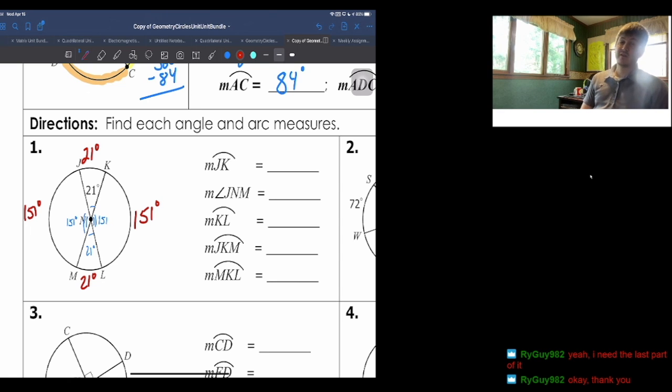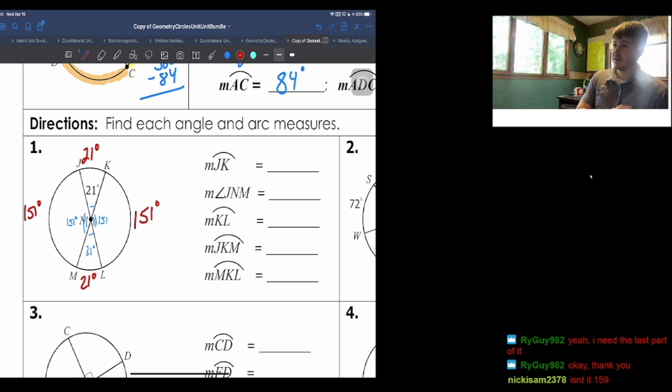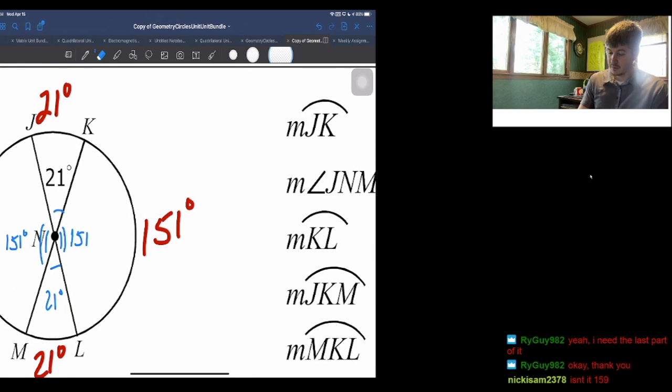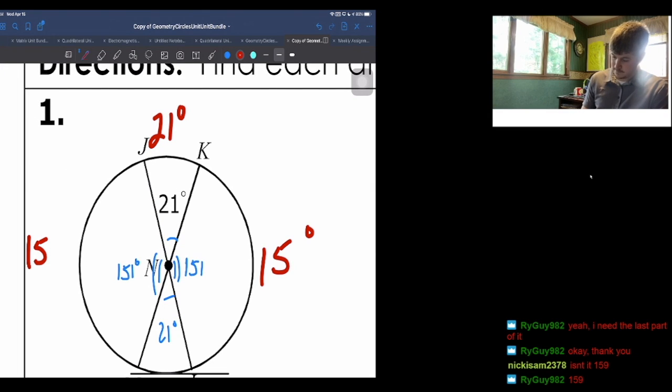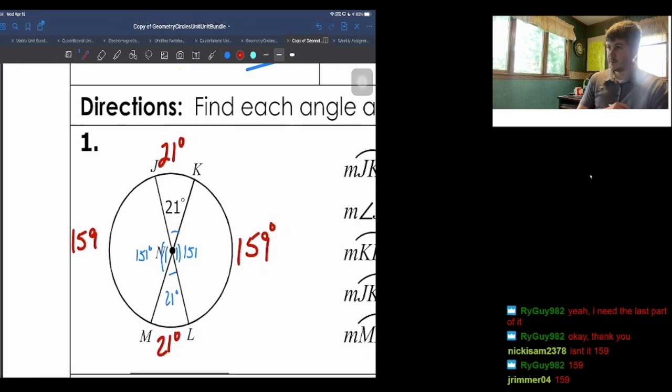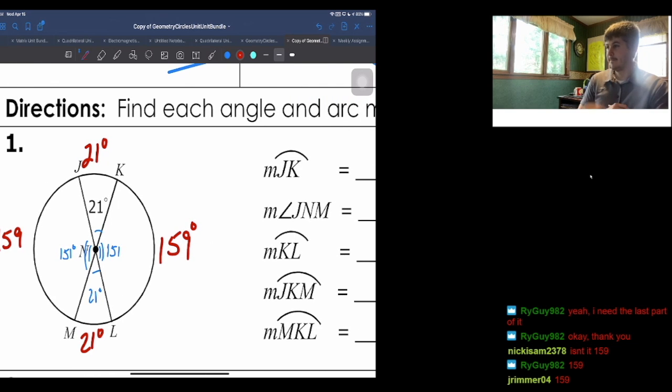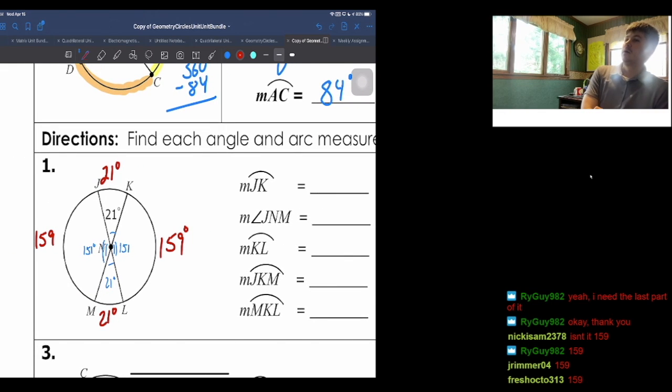And then you can double check if you have everything right. All 4 of those arcs, as well as all 4 of those angles, should add up to 360 degrees. Isn't it 159? Yeah, it is 159. I don't know why I was thinking 151. My mental math is off today. Yes, it is 159.